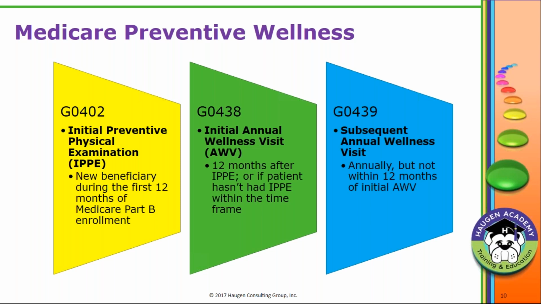You can check with your MAC if you're not sure, if your patient was seen by another provider, or if they're transferring care or something like that. It's tricky to know what has been billed and what hasn't been billed. Your MAC, or your Medicare administrative contractor, will have that information.